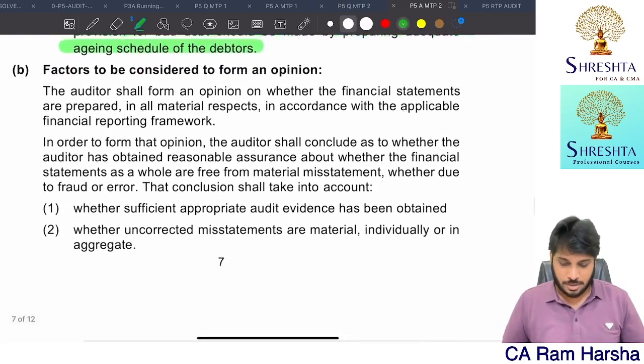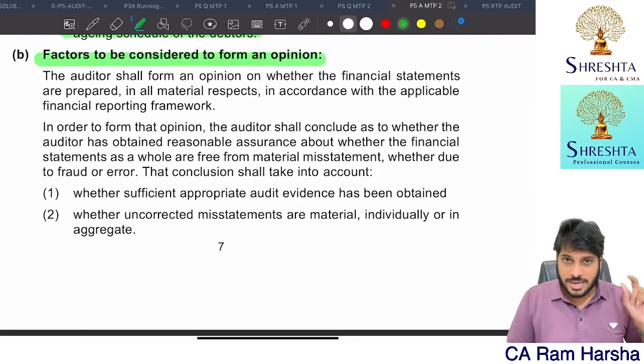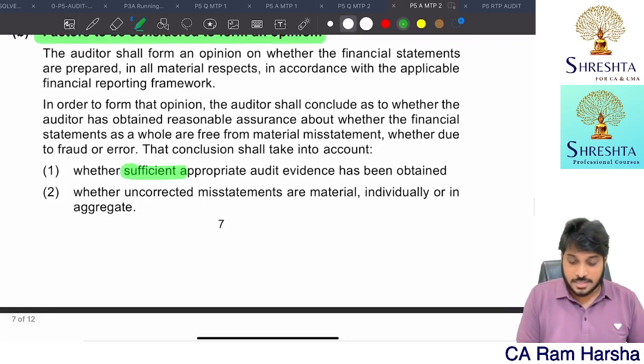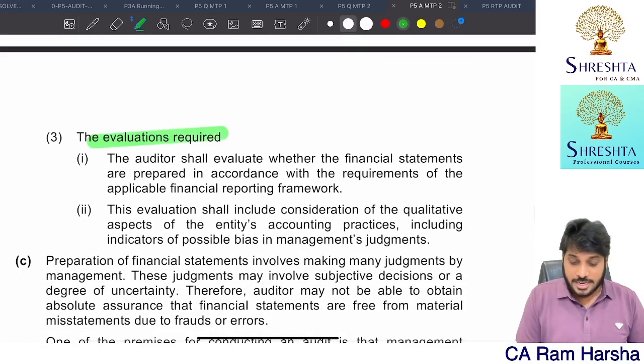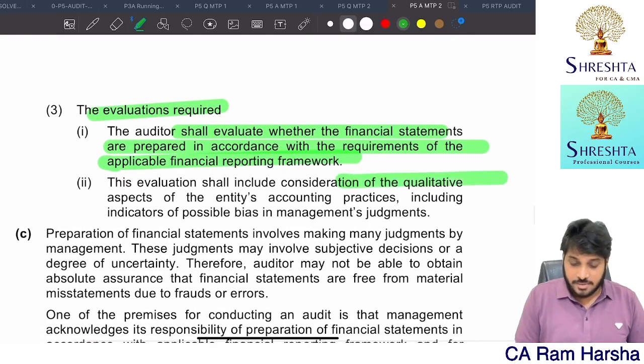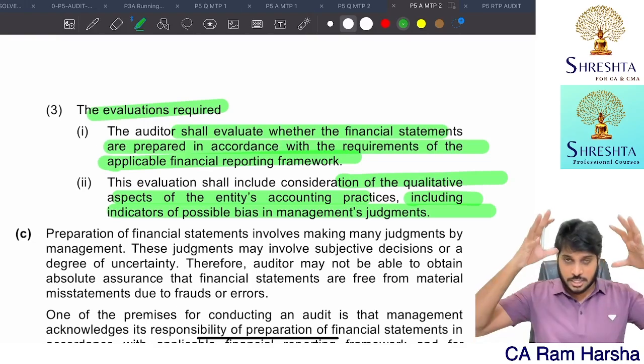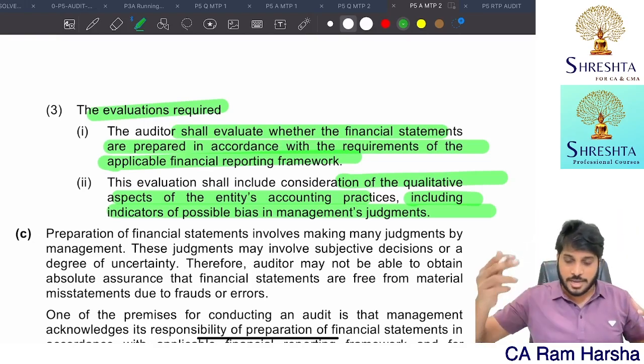It's a straight question. What are the factors to form an opinion? SA 700 related. Whether sufficient evidence is obtained, whether uncorrected misstatements are material. The auditor has to evaluate whether financial statements are prepared as per the applicable framework and see whether qualitative aspects of the entity's accounting practices, including possible bias, are considered. These are all factors the auditor considers before forming an opinion.